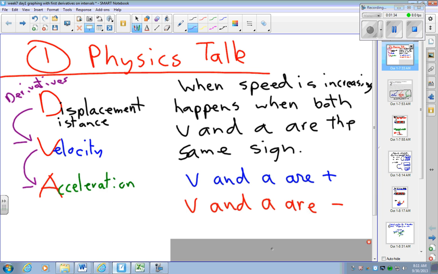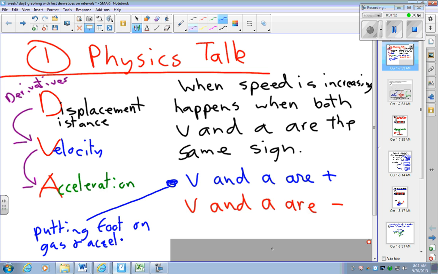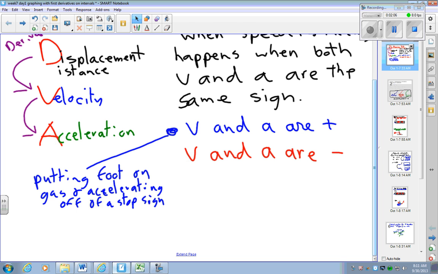The best way to think about those things is maybe like this example here: putting your foot on the gas and accelerating off of a stop sign, okay? Now, the negative part, too often we think of the word deaccelerate means slowing down, and it doesn't actually. Think about, what about this? Falling down, falling off the cliff.